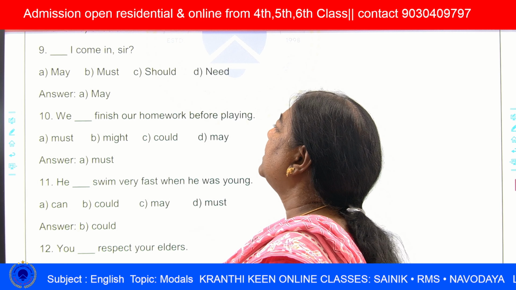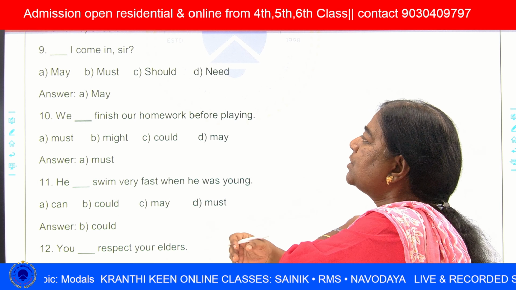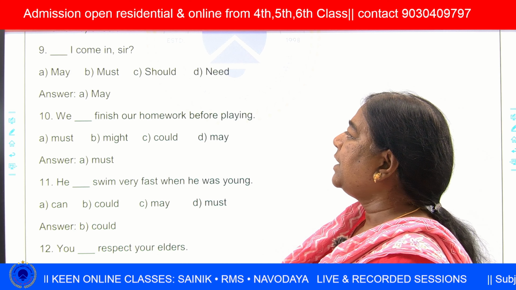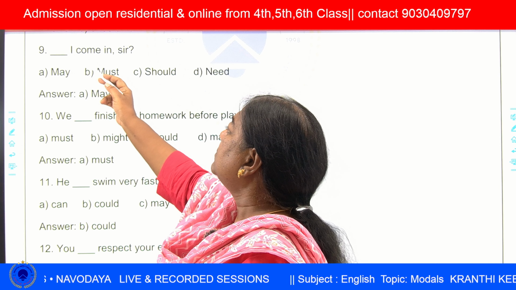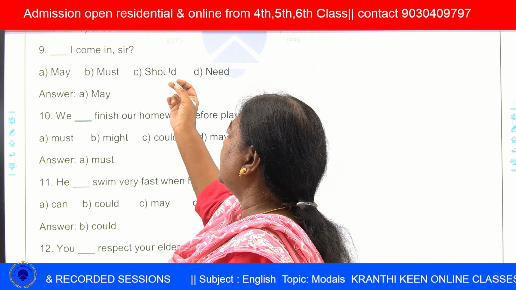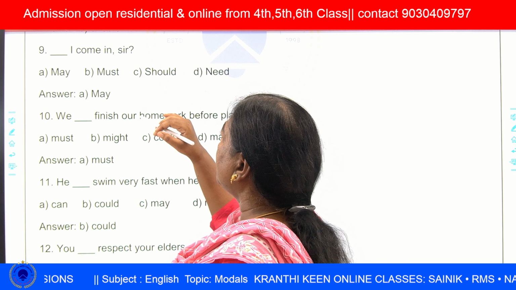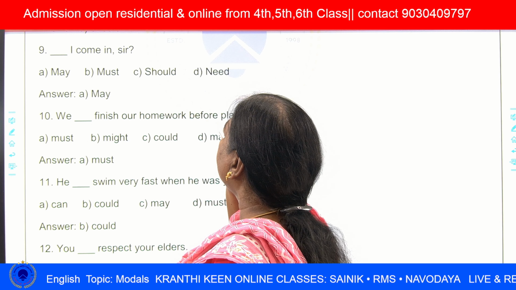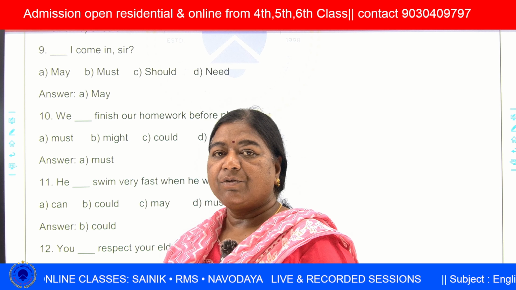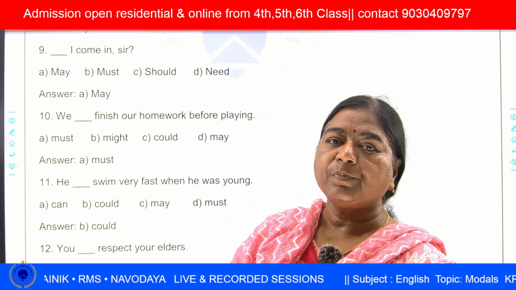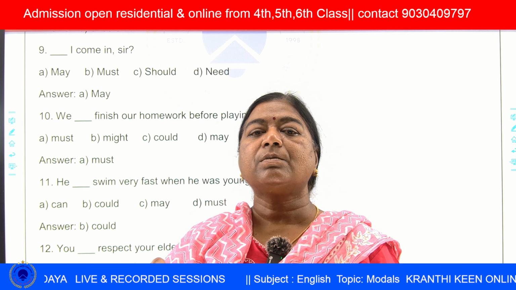Ninth, this is permission. Clear? So whenever it is permission, we need to oblige. So the correct answer is, may I come in, sir? Not must I come in, sir, or should I come in, sir? Need I come in, sir? Clear? So whenever we are taking permission from higher authorities, be very formal. Use may.